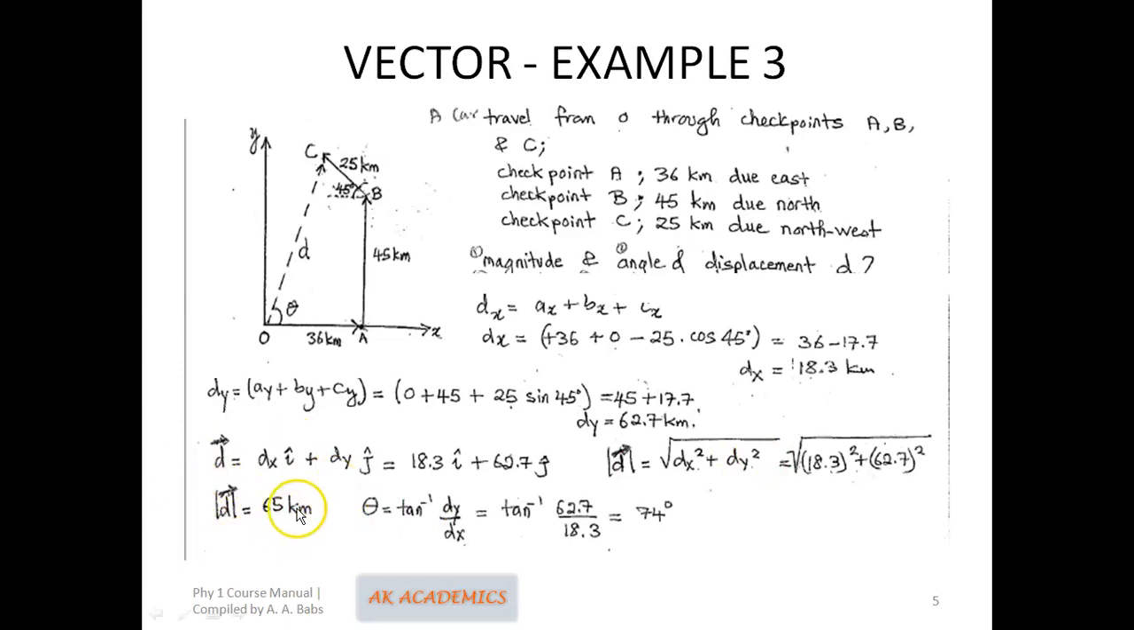Now that solves the first problem. And then they asked us to go ahead and find the angle of displacement. Remember, we said that the angle of displacement is always equal to tan inverse of vertical component divided by the horizontal component. In this case, it is dy divided by dx. That gives us tan inverse of 62.7 divided by 18.3. So our theta will be 74 degrees. If you punch your calculators or use the 4-figure table, you will find the angle of displacement to be 74 degrees. I will solve more examples and more complex examples in the next video.